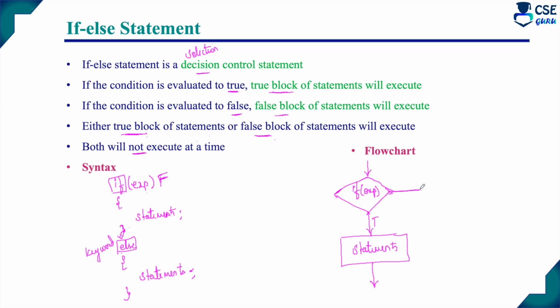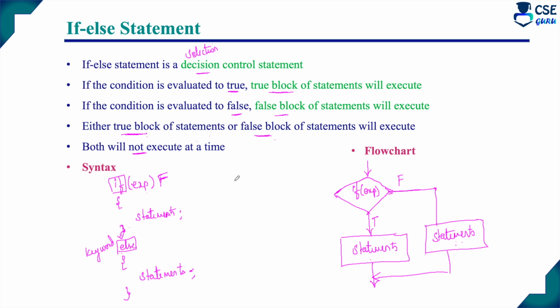If the condition is evaluated to false, the false block statement will execute. Here the false block statement will be specified. After executing it, control will be transferred to the next statement in the C code. So this is the true block statement, and this is the false block statement. If the condition is true, the true block statement executes; if false, the false block statement executes. Only one block will execute at a time during one execution, either the true block or the false block, but both will not execute at a time. This is the flowchart.